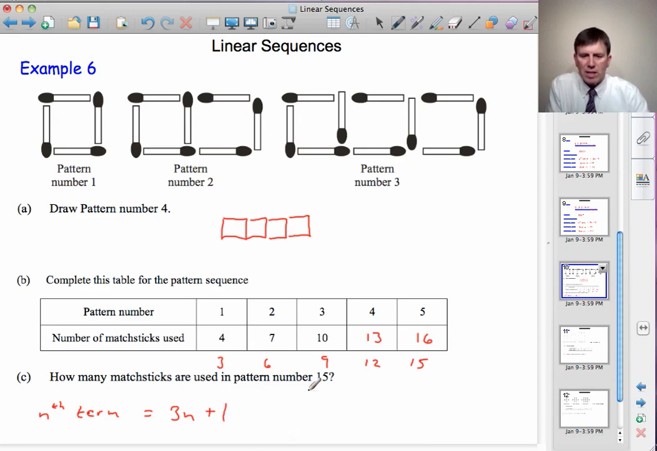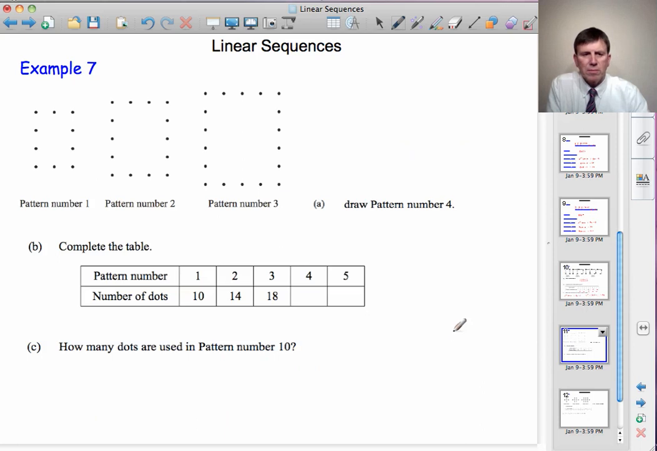And we've been asked to find the 15th term, the 15th pattern. So the 15th will be 3 times 15 plus 1. Well, 2 15s are 30, 3 15s are 45, 45 plus 1 is 46. So our answer is 46 matchsticks.